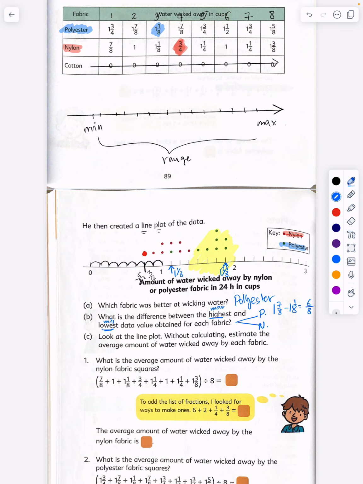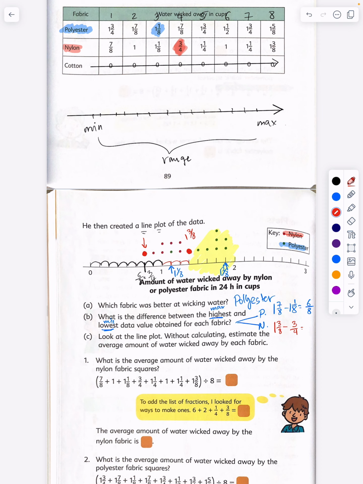Now for the nylon measures, let's see. The smallest value was right here, 3/4, right? So 3/4 was the smallest volume, and the largest volume was right here, and it's 1 1/8, 2/8, 3/8, right? So it's 1 3/8. So we can say 1 3/8 minus 3/4, which is 6/8, equals 3/8. I have to do my math, my friends, and I have to get back to you. I'm going to calculate it, or you should calculate it.